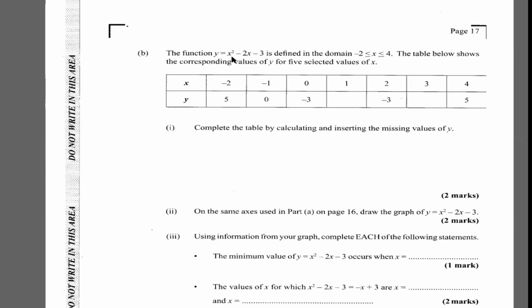So when x is 1, you put 1 in here, and that will give you y. So y is equal to 1 squared minus 2 times 1 minus 3. That's -4. All right? This is -4. And then when x is 3, now you put 3 in here. So you get 3 squared minus 2 times 3 minus 3. And you're going to get 0. So you get 0 right here. So complete the table. Nice and easy.